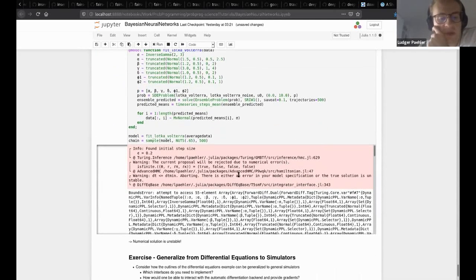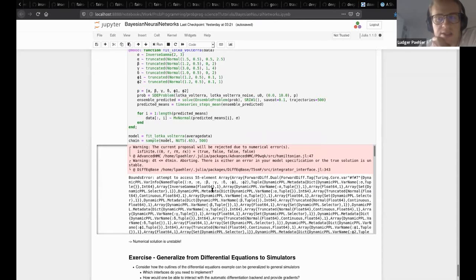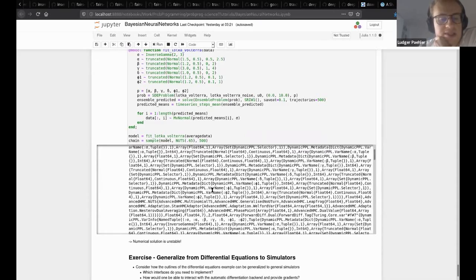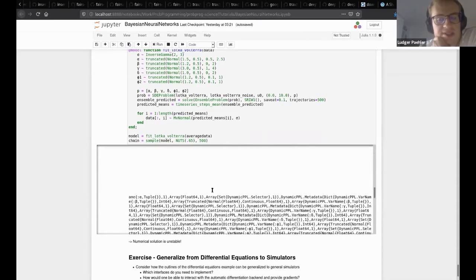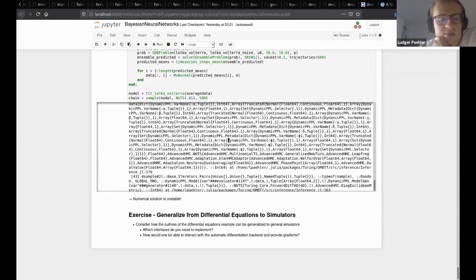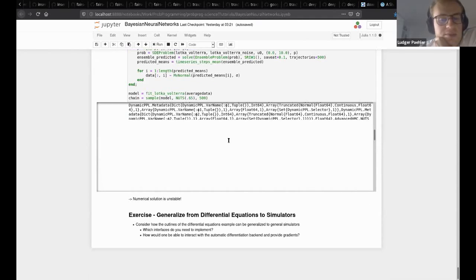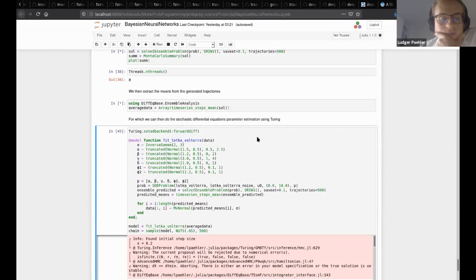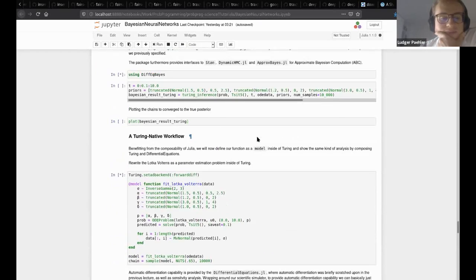But here, the numerical solution is unstable. So you can really try it a great many number of times, but you only get results a few times. And it's more of a hit and miss. And while this looks like a lot of garbage, it kind of gives you a hint that the numerical solution is unstable. So either the model is misspecified, or the true solution is unstable. In this case, the true solution is unstable. Is it progressing? Great.